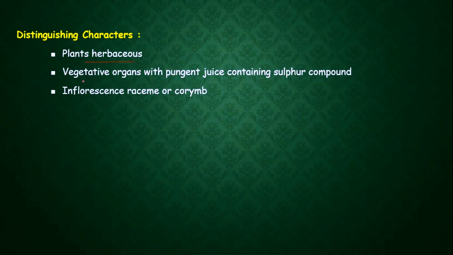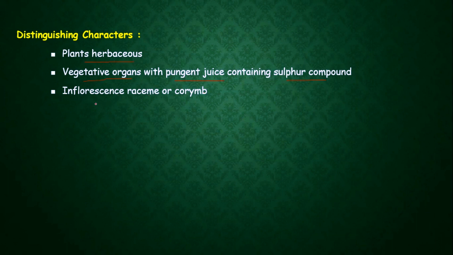Talking about the vegetative organs, the plant body has pungent juice containing sulfur compounds that produces a strong odor. So while you are moving towards these Brassicaceae family plants, we can get a strong smell, which is due to the pungent juice containing sulfur compounds.